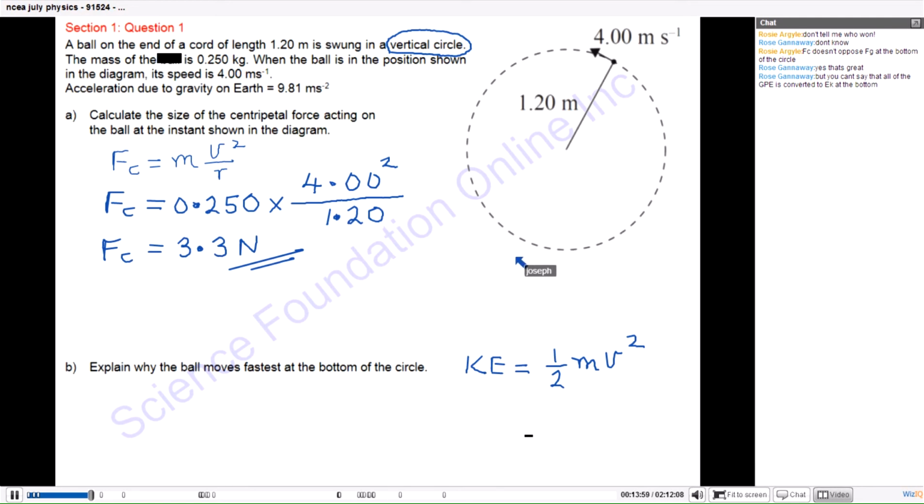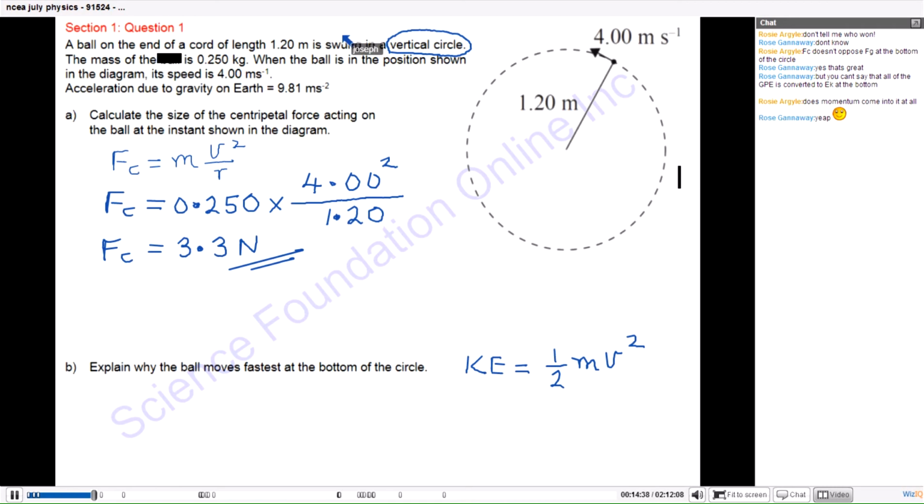So in the common context of things, it wouldn't be good to say that it's 0 at the bottom. On the other hand, if you had specifically said with respect to the 0 of gravitational potential energy being the bottom of the circle, then you can say gravitational potential energy at the bottom of the circle is 0. And it has a non-zero value at the top. Okay, Rose, is that making sense, the distinction I'm making?